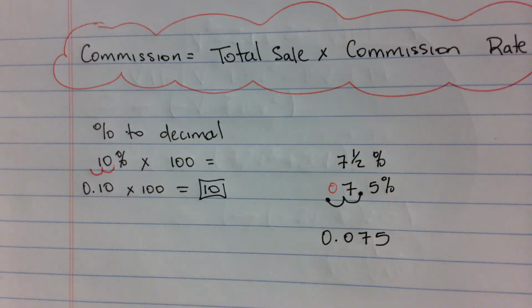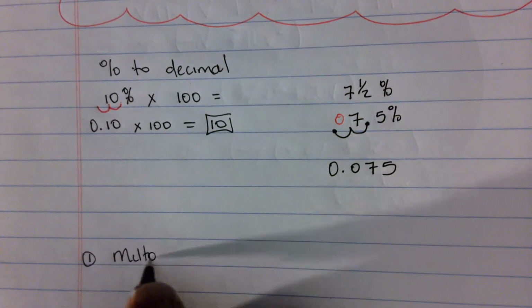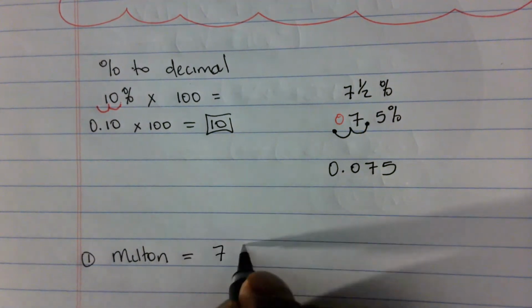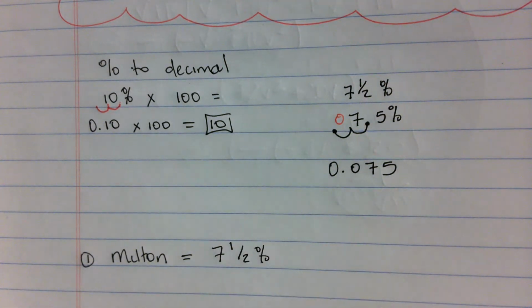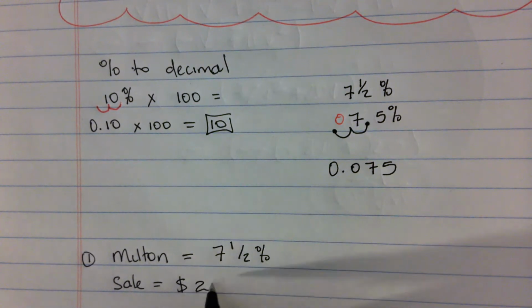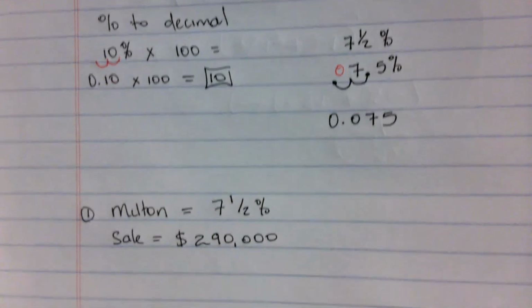All right, so let's go into the example. If we go into the first example, it tells us that Milton is a sales rep at an estate. So, as y'all can see, I'm going to do example 1, and it says Milton gets 7.5% commission on all sales. His sales for the first week equaled 290,000, and they want us to find his commission.